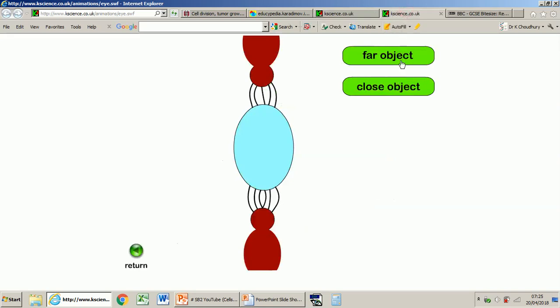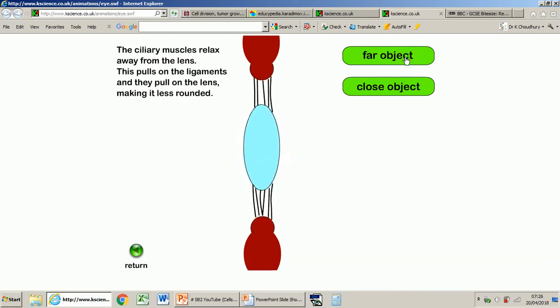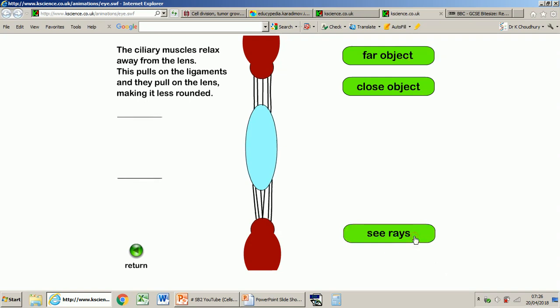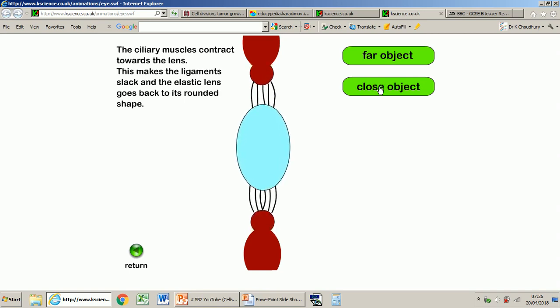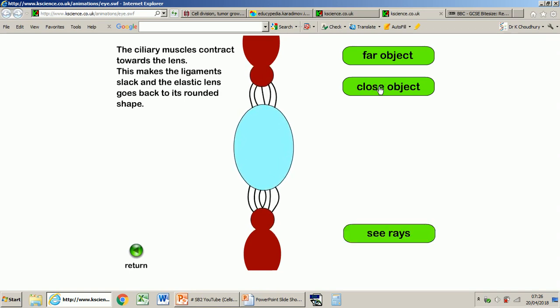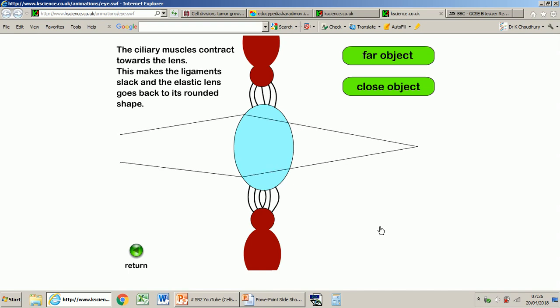So you can see the example here. If you want to see something that is far away, you can see the lens becoming thinner, and because it becomes thinner, when the light rays reach the lens, there is less refraction. The amount of refraction is reduced. However, to see something close up, the lens becomes thicker. And this is by the ciliary muscles changing, causing the lens to become thicker. And because it's becoming thicker, when the light rays reach the lens, there is more refraction. So the amount of refraction is increased, and this means the light rays can now focus on the retina.